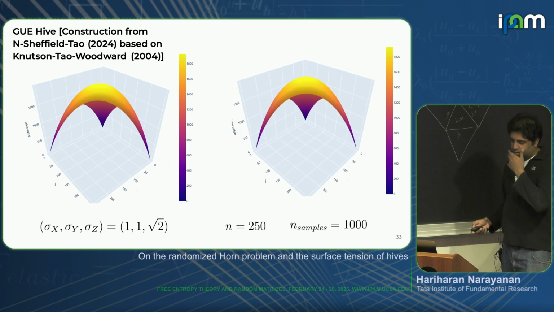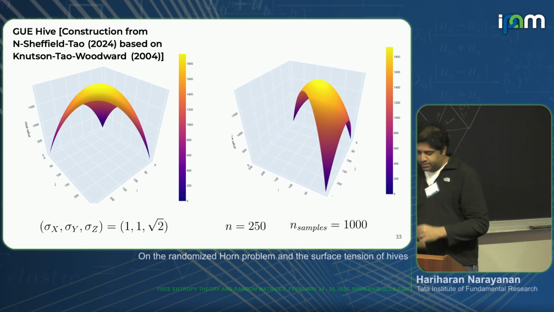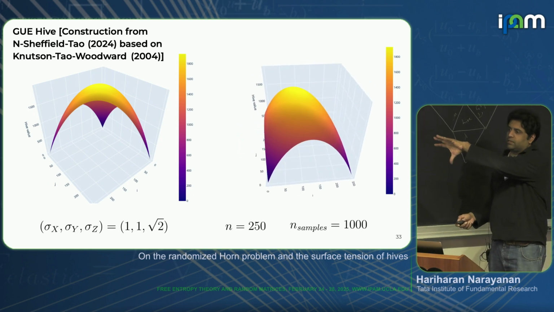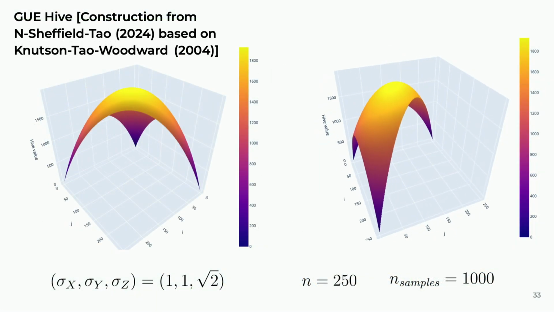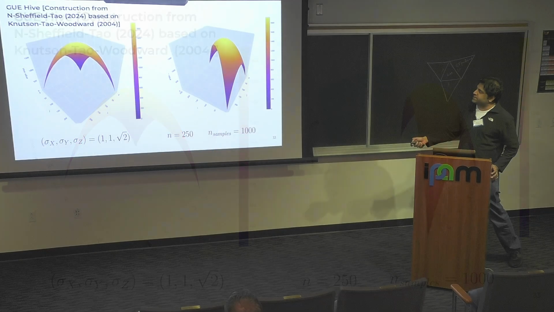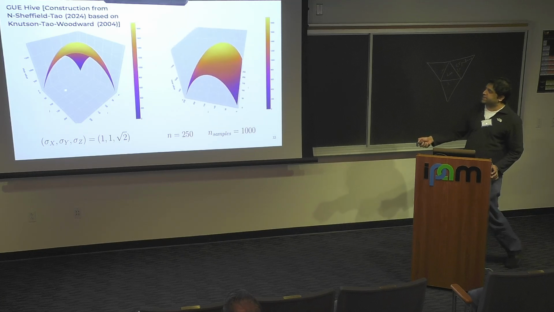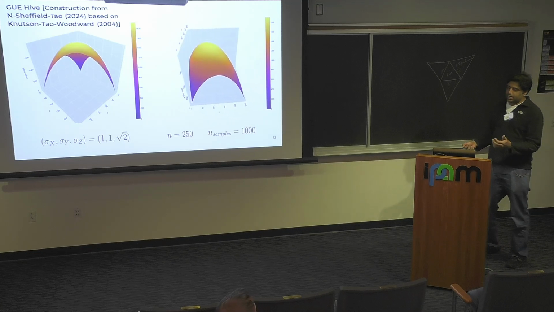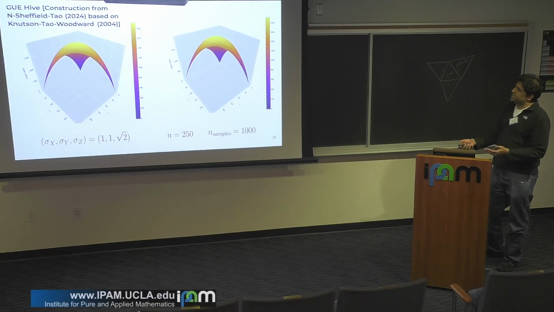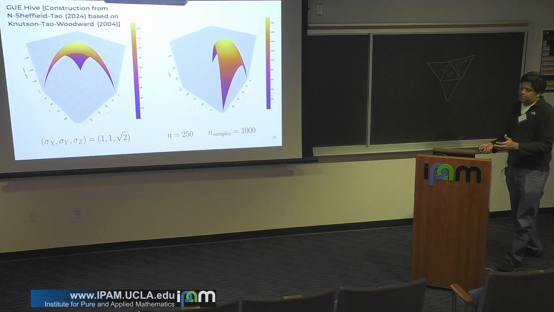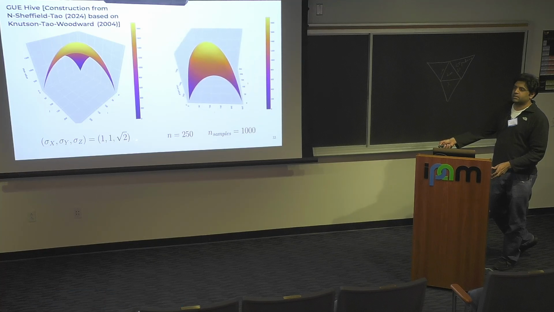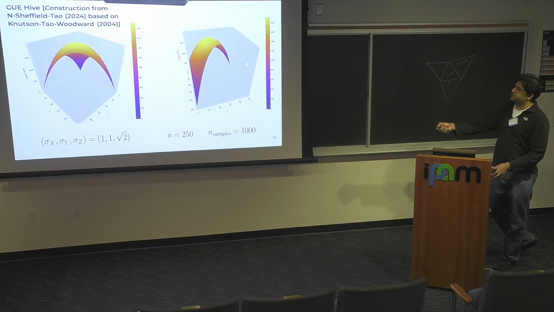So this is what you get if you take 1,000 samples with n equal to 250. So this is what a hive looks like. One can see that the third side is an arch that is taller than the other two, and this is simply because it is a variance 2 GUE, whereas the sides we started with were variance 1 GUE. So this is just like the standard deviation has increased when you added. So that's why you see this bigger thing on the third side.